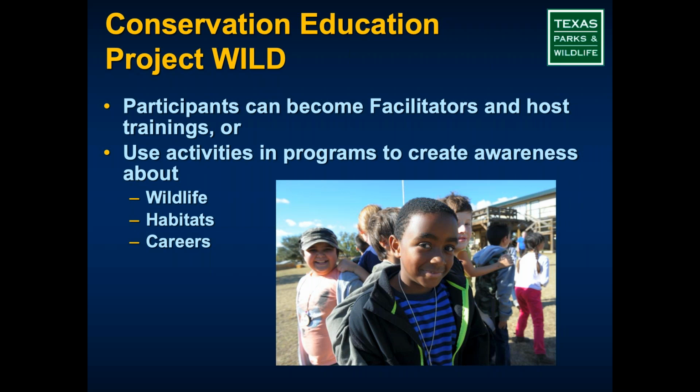Project Wild focuses on terrestrial instruction and activities. Aquatic Wild focuses on those aquatic habitats and the species that call them home. And then lastly, Growing Up Wild is centered on ages 3 through 7, so that even preschool aged children can start learning about wildlife and habitats around them.